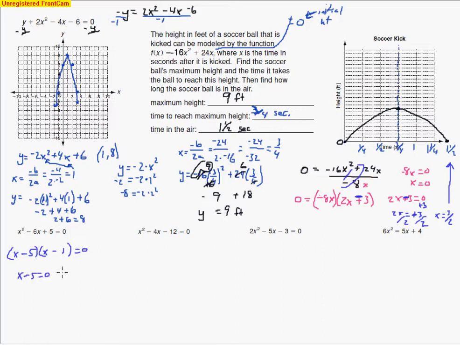And so when you set the two factors equal to 0, you just do some opposite operations, and you come up with your answers. So here I'd have to add the 5 to both sides. Over on the other side, I'd add the 1 to both sides. So 5 and 1, the two x-intercepts.